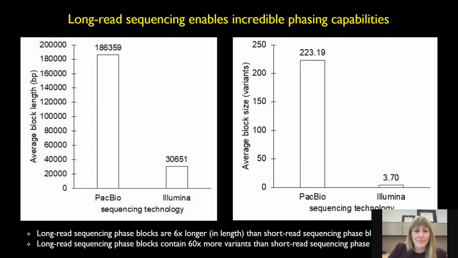And the reason why there are fewer blocks is because the blocks are bigger. Now I'm showing you on the left-hand side the average block length in base pairs. On average, the blocks in PacBio data are about 186 kilobase pairs, as opposed to about 31 kilobase pairs in Illumina. On the right-hand side, if we look at the actual number of variants, we can see there are about 60 times more variants in a PacBio phase block than in the short-read data.